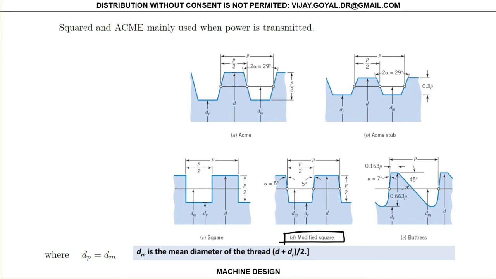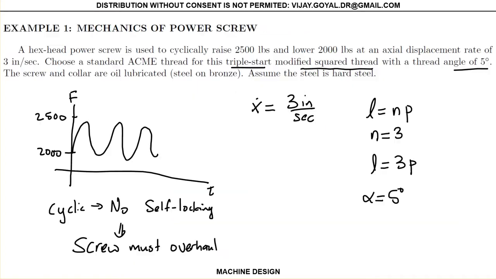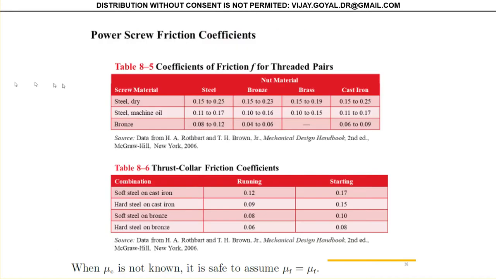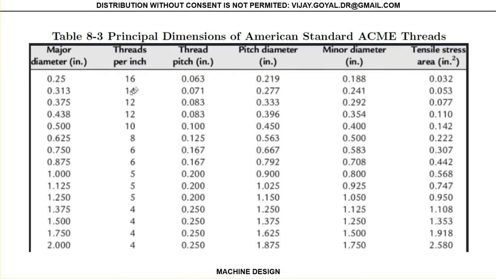Okay. The other thing that the problem says, the screw and collar are oil lubricated and assume steel is a hard steel. Why that information is given to us, before I move on, this is the table for ACME threads. So any diameter I'm going to choose has to come from this table. Okay, and that's given in your notes. The handout I gave you is table 8.3. This is not in your textbook.